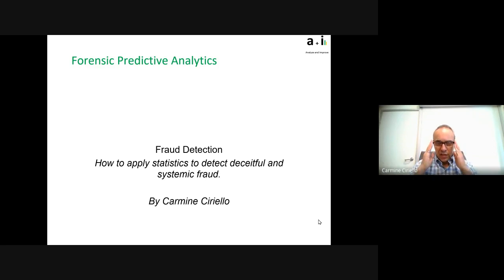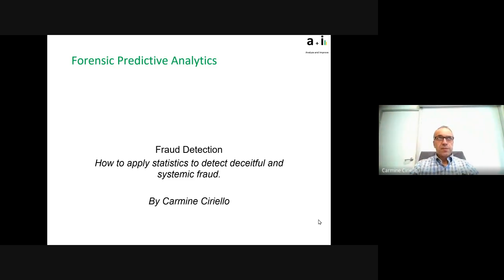So deceitful, I think, is easy to understand. It means the fraud, or the thing that was illegal or wrong, was done purposely. So someone actually tried to do something that was purposely and intentionally deceitful. Systemic is a little different, and I'll try and explain through an example.